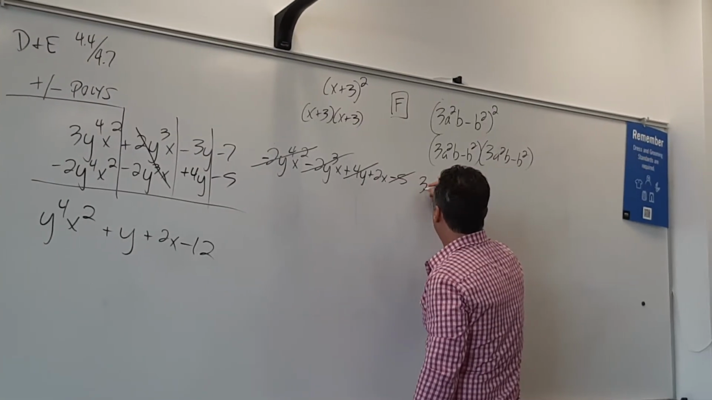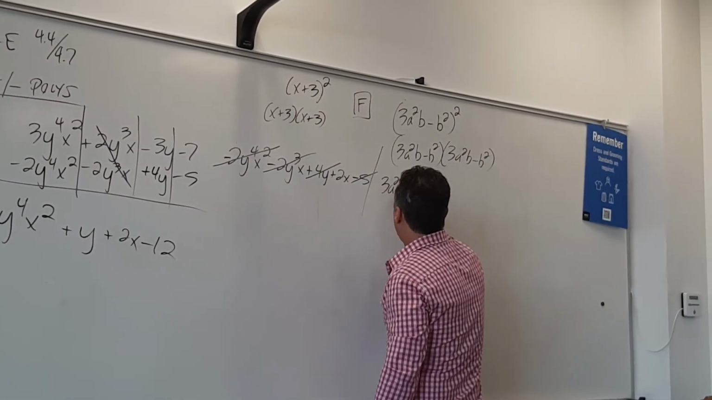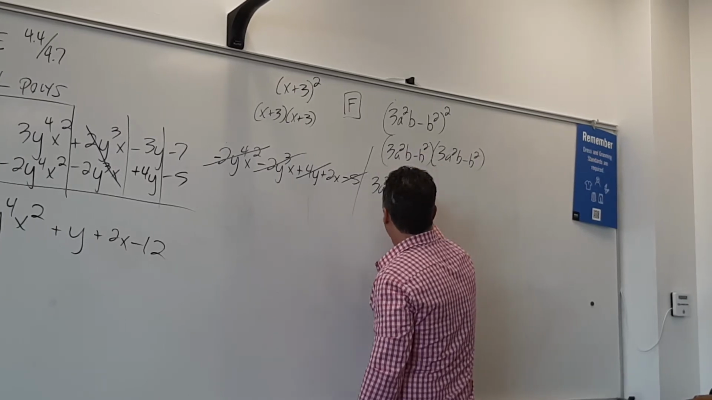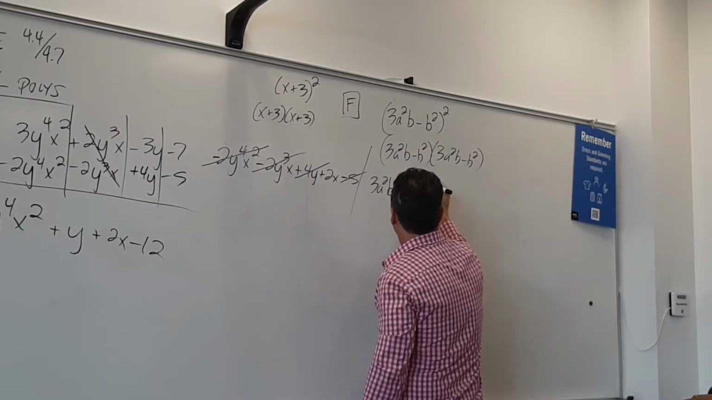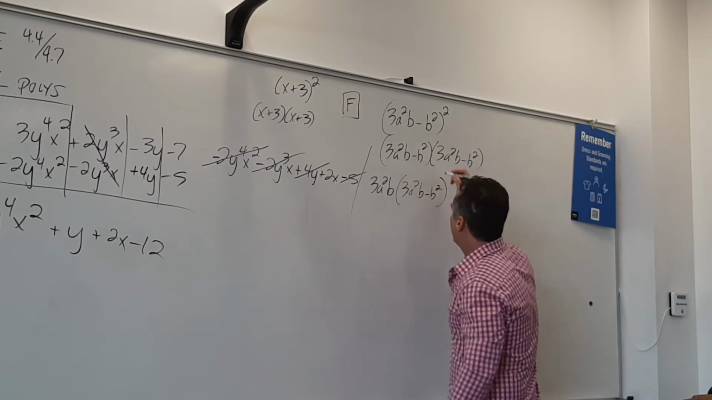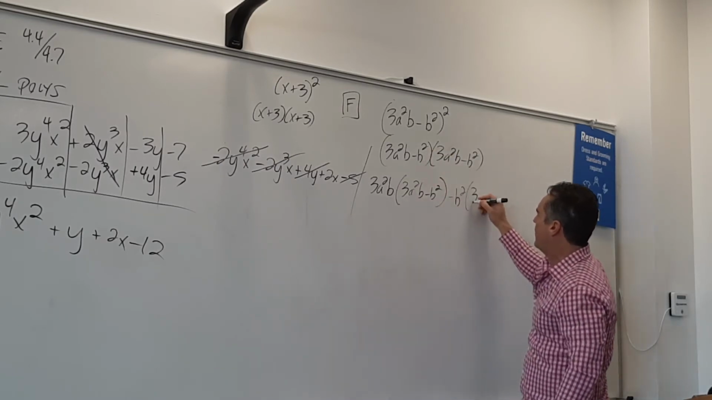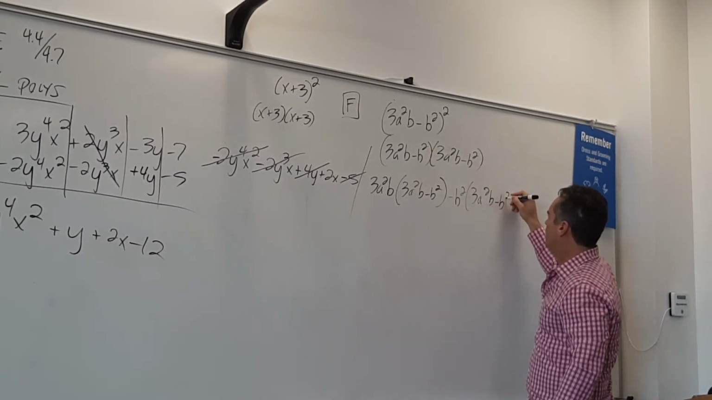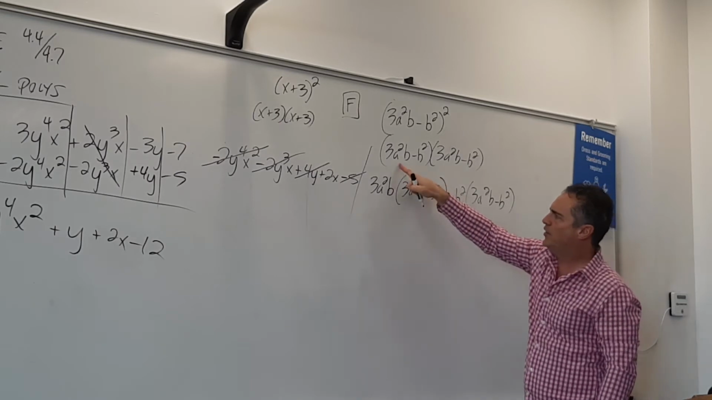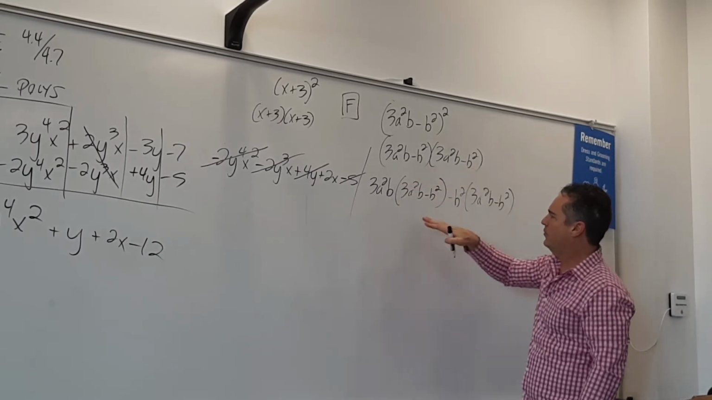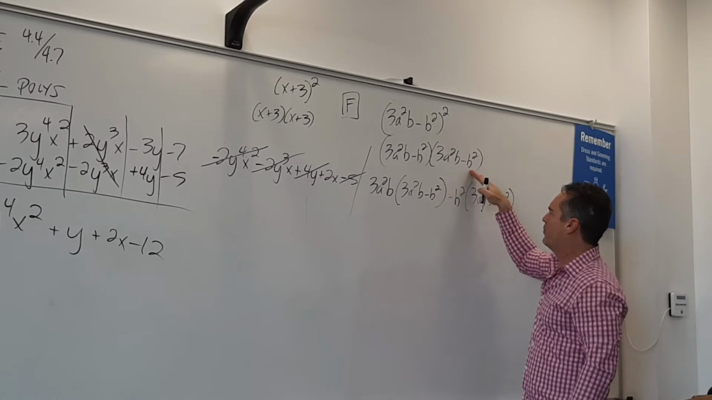Look up here. I like to say on my organization, and I put this in the video, I like to take 3a squared b and multiply it times the second parentheses, 3a squared b minus b squared. Then I like to drop down the negative b squared and multiply that times 3a squared b minus b squared. Understood what I did? I took this term right here times that parentheses right there. This term right here times that parentheses right there.